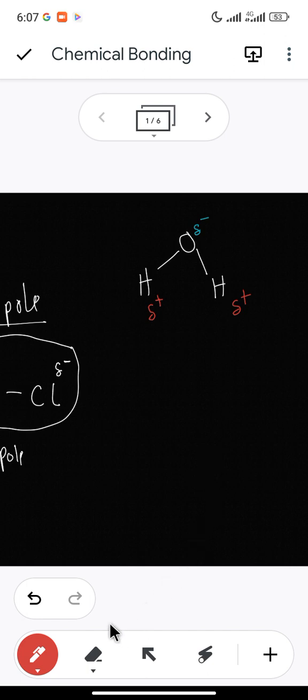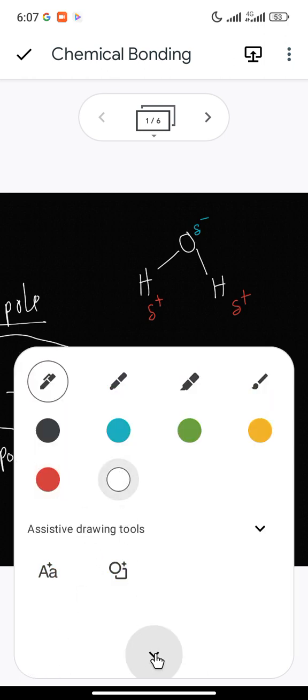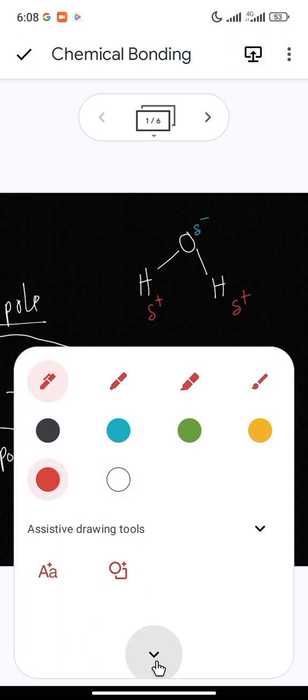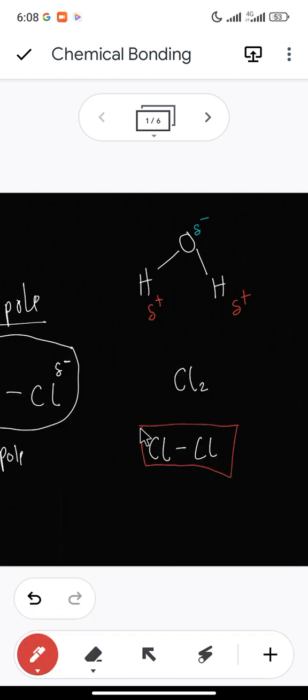So let's look at an example of a non-polar molecule. Let's take the chlorine molecule, Cl2, chlorine bonded to chlorine. Now in this kind of covalent bond, you can observe that both of them are similar atoms, so they share the same electronegativity. They have the same attracting power. So this kind of molecule is a non-polar molecule.